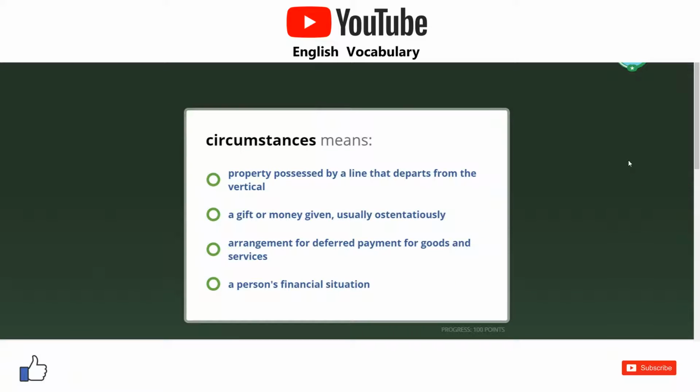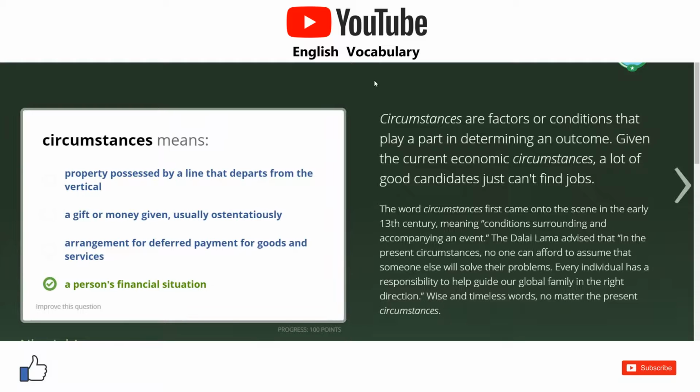Question 4. Which is the best definition for the noun, circumstances? A. Property possessed by a line that departs from the vertical. B. A gift or money given, usually ostentatiously. C. Arrangement for deferred payment for goods and services. Or, D. A person's financial situation. Nice job. Circumstances are factors or conditions that play a part in determining an outcome.